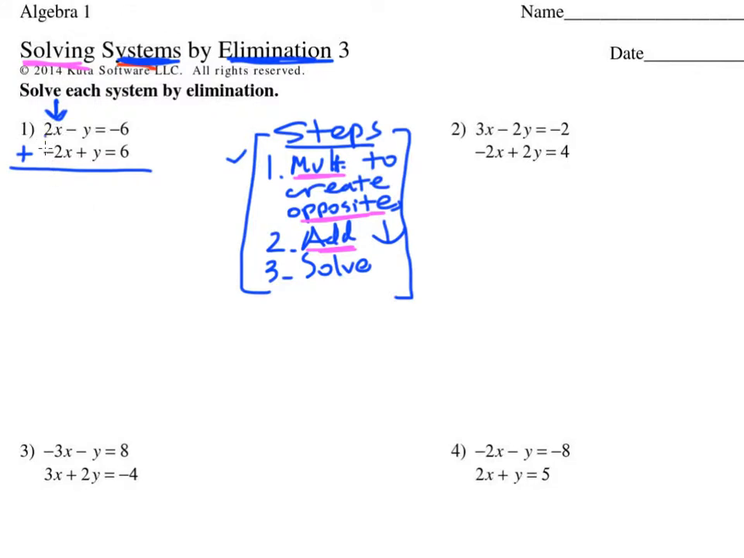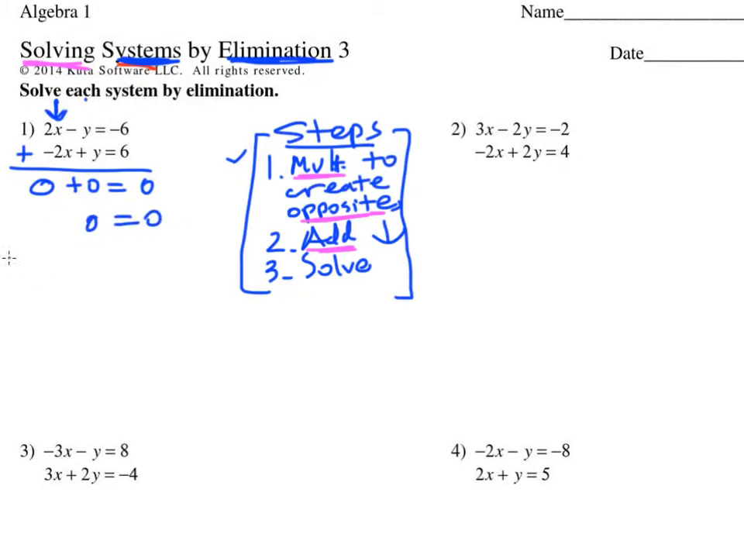So 2x plus negative 2x. These are a zero pair, so we just get 0. And negative y, positive y are also a zero pair. This is strange, this is not the normal thing, but we also get a 0 here. Equals negative 6 plus 6. That is also a 0 pair. So we finish up, we get 0 equals 0.